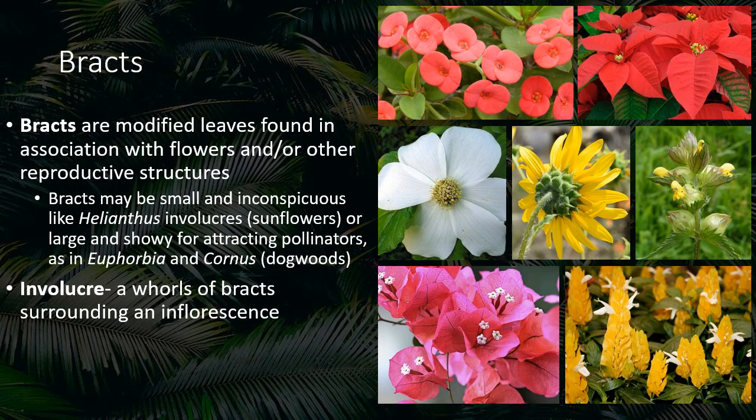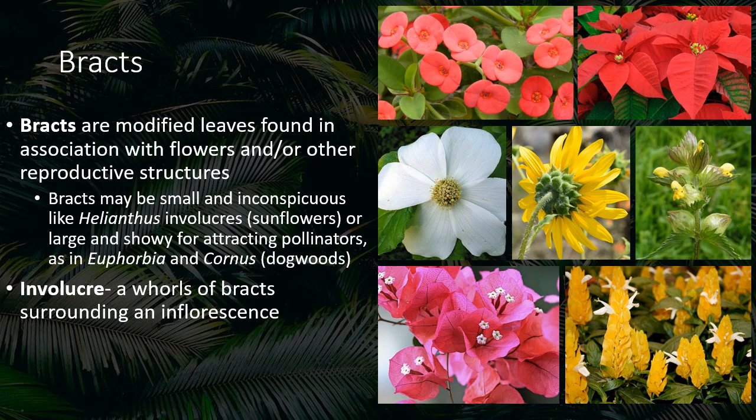When we look at a plant like a poinsettia, which we can see in the top right corner, we can see that the bracts are these bright red modified leaves which surround the inflorescence. And the inflorescence is composed of that little cluster of yellow flowers in the center of that whorl of bracts.